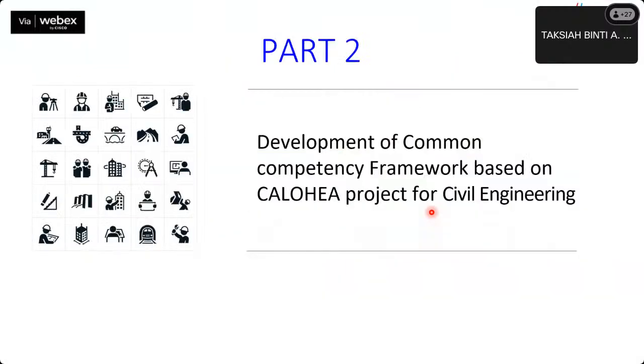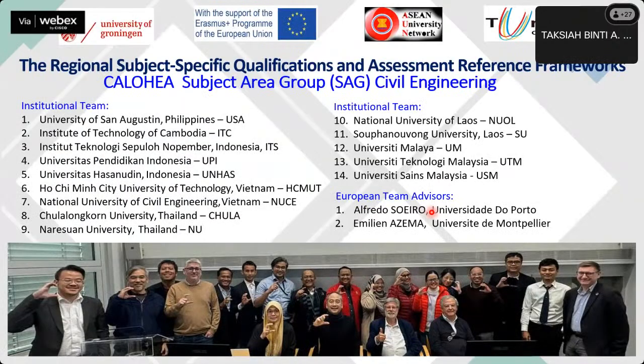Okay, second part of my presentation: how we develop a common competency framework based on the CALOHEA project for civil engineering in the Asian country. Ladies and gentlemen, for this particular project, there are 14 universities involved with the civil engineering group. Okay, these are the universities. We have from Philippines, Cambodia, Indonesia, Vietnam, Thailand, Laos, and of course Malaysia.